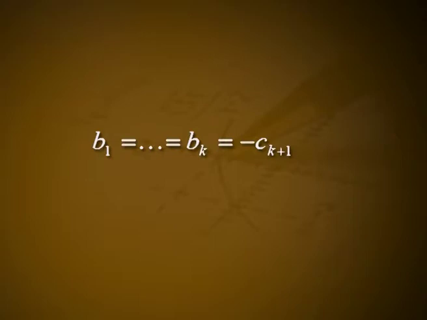plus B k into alpha k for a unique set of scalars B 1 etc. B k. This implies B 1 into alpha 1 plus etc. plus B k into alpha k minus C k plus 1 into alpha k plus 1 minus C k plus 2 into alpha k plus 2 minus etc. minus C n into alpha n equal to 0, implies B 1 equal to etc. B k equal to minus C k plus 1 equal to minus C k plus 2 equal to etc.